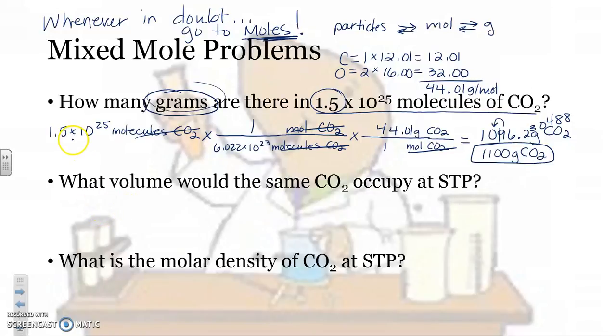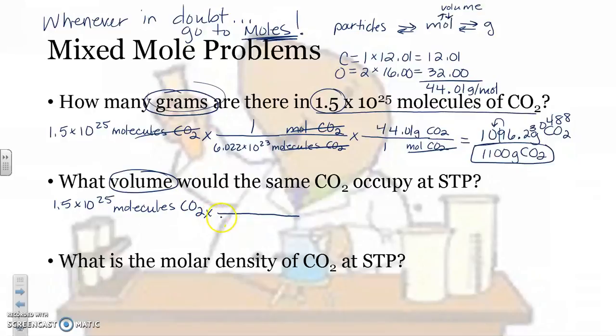Well, we have 1.5 times 10 to the 25th molecules of CO2. Because we're starting with the same thing, we can start there. You can start here. You can start at any of these. It really should give you the same answer. And we want to go from molecules to volume. All right, well, molecules are here under particles. How do we get to volume? Well, we can get to volume off of moles, can't we? We sure can.